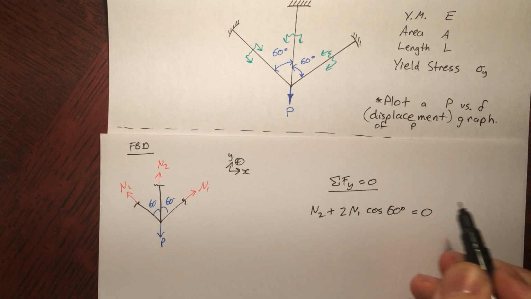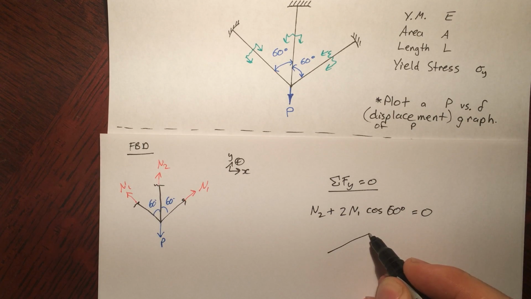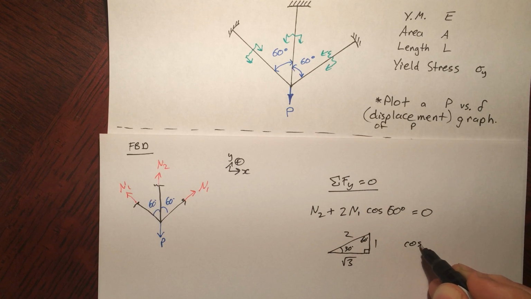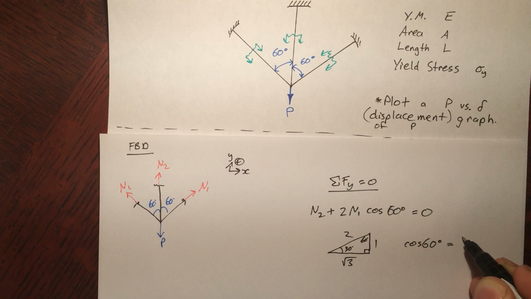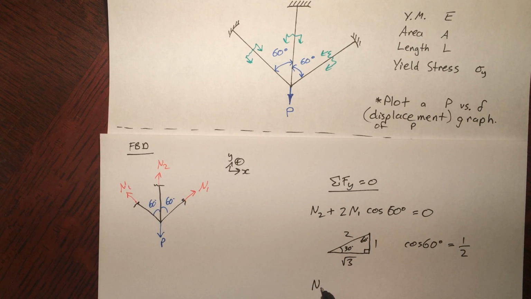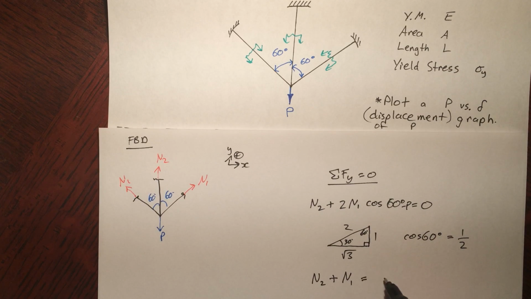Now the cosine of 60 degrees, I always still need to remember these little unit triangles, I guess you call them. So this is 60, 30, this is shortest, so that's 1. This is longest, that's 2, that's root 3. So the cosine of 60 degrees is half. So plug that back in, rewrite this equation. We get N2 plus N1. Oh my, I forgot P here. Equals P.